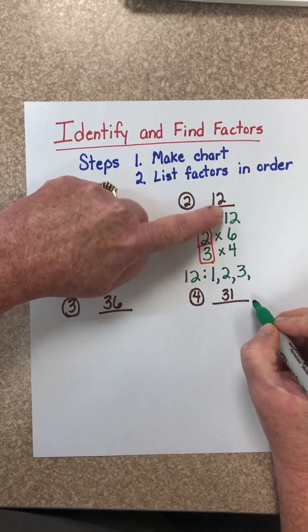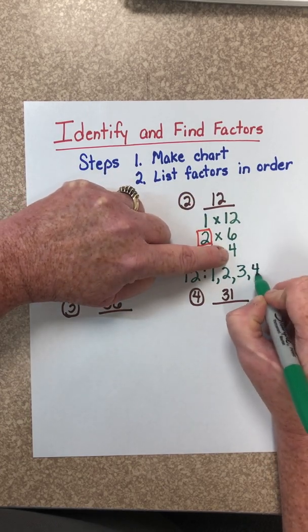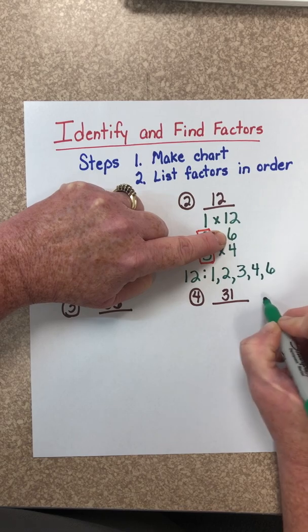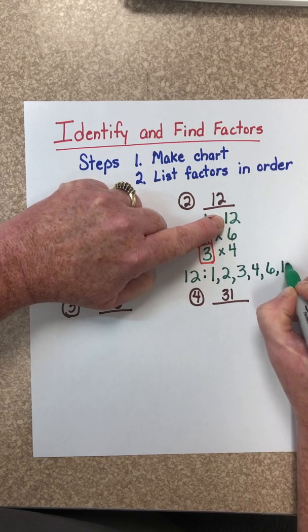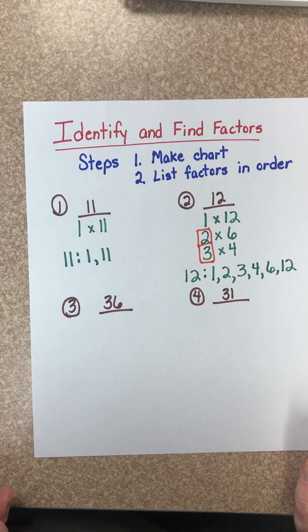And then we're going to go to the right side of the chart, and let's go up. So that would be 4, 6, and 12. And that's the answers for 12. 1, 2, 3, 4, 6, and 12 are the factors of 12.